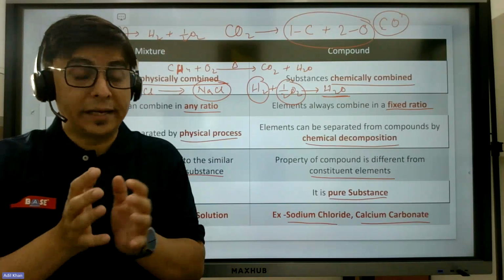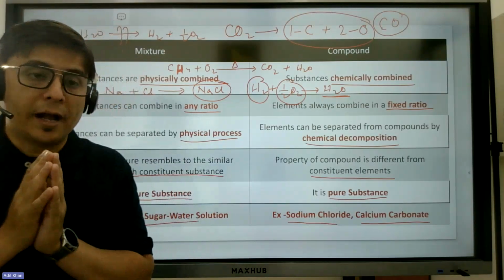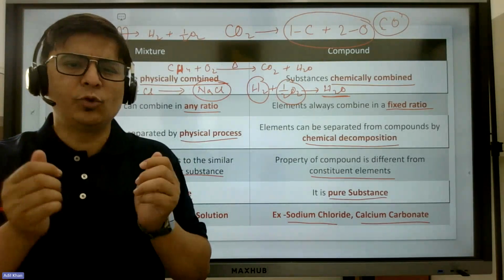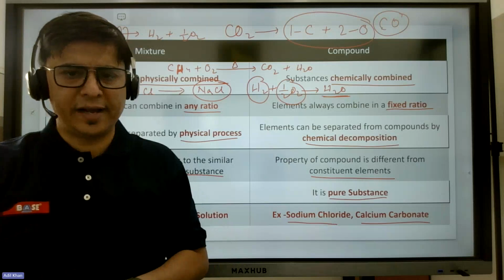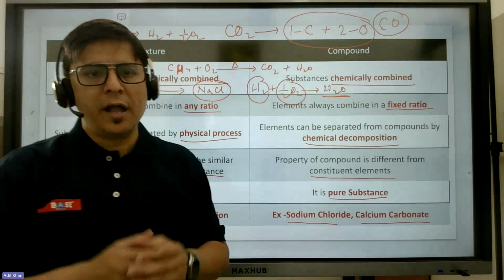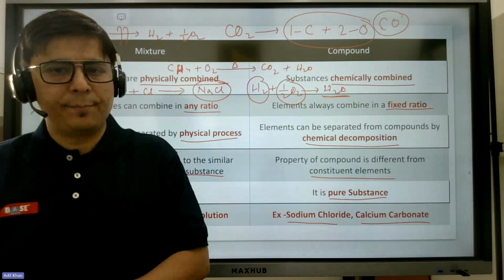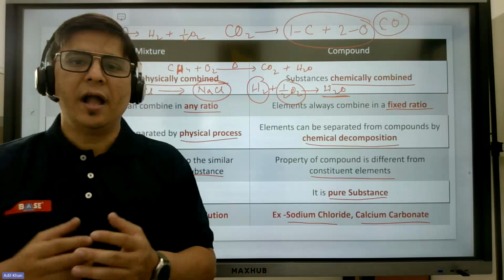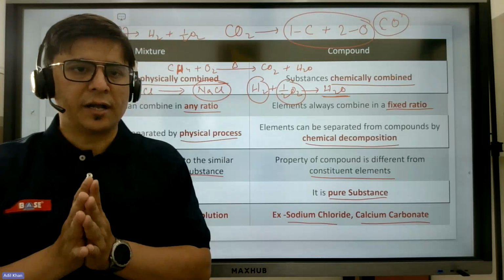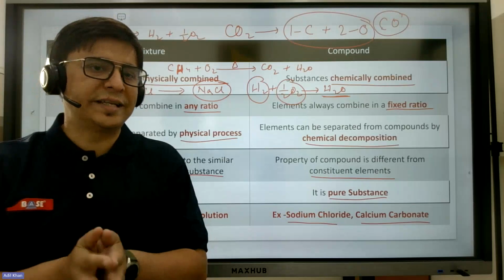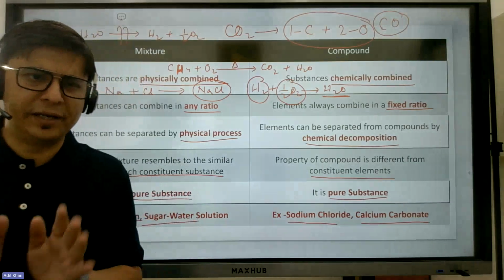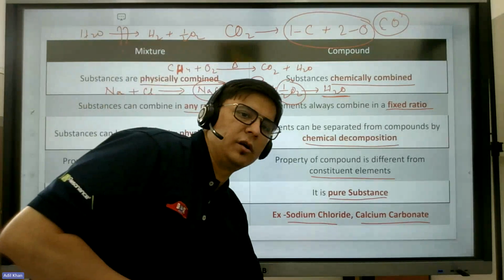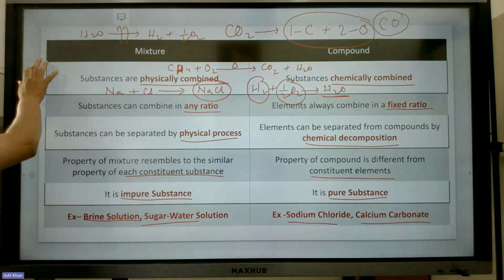Whereas compounds are chemically combined, chemically bonded, and the reaction is always in a fixed ratio only. If you want to separate them, you need chemical decomposition type of reactions like heat, pressure, etc. The properties of the constituent particles and the compound formed are completely different, or they may have similar properties to some extent. Compounds are pure substances because in a compound you don't often see the constituent particles. It is completely bonded together, so a new entity is produced. So this is all from mixtures and compounds. I hope this is clear.